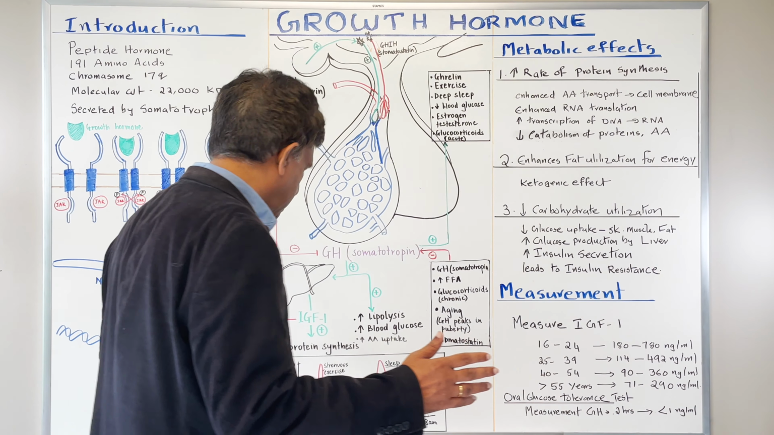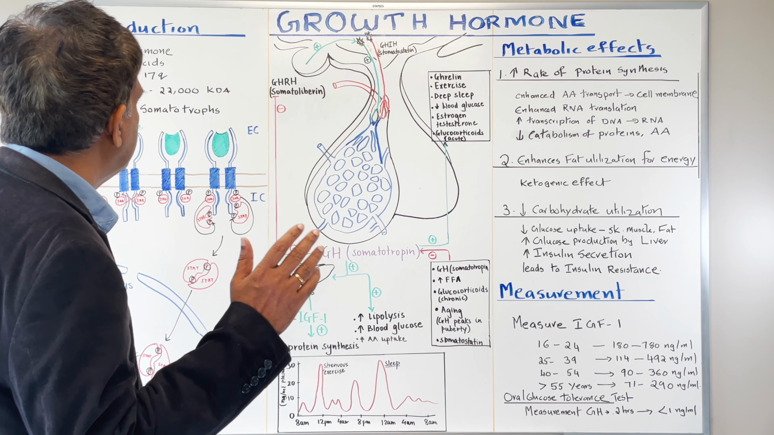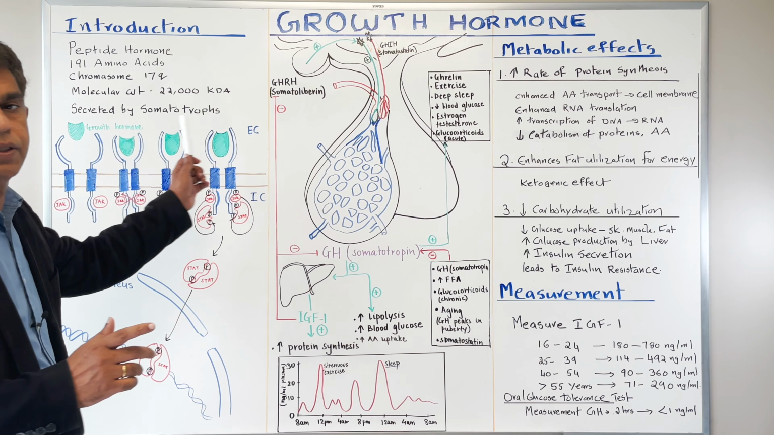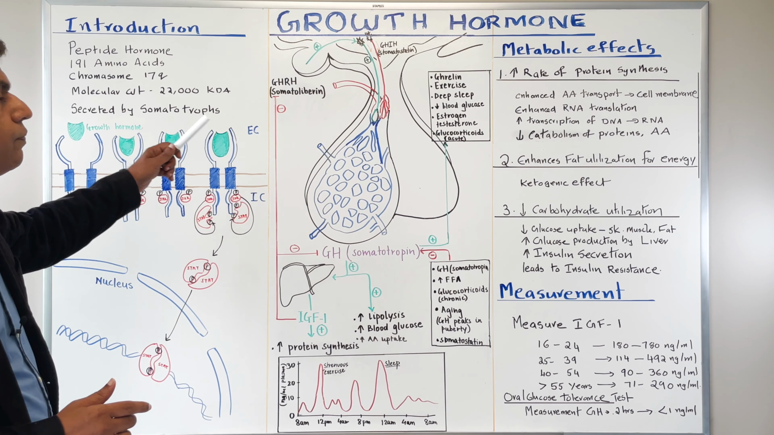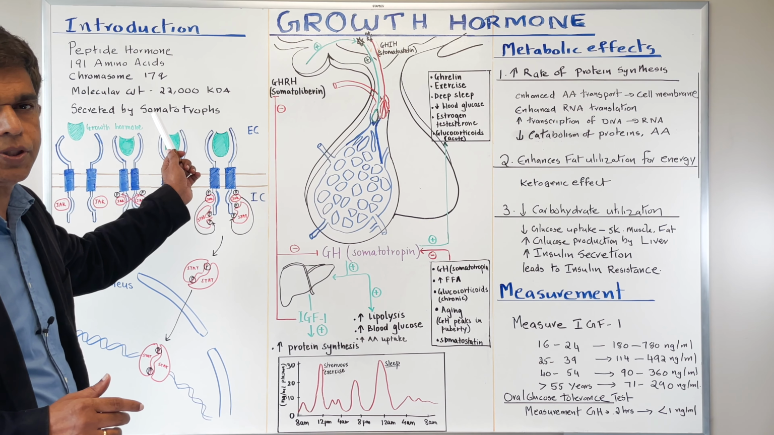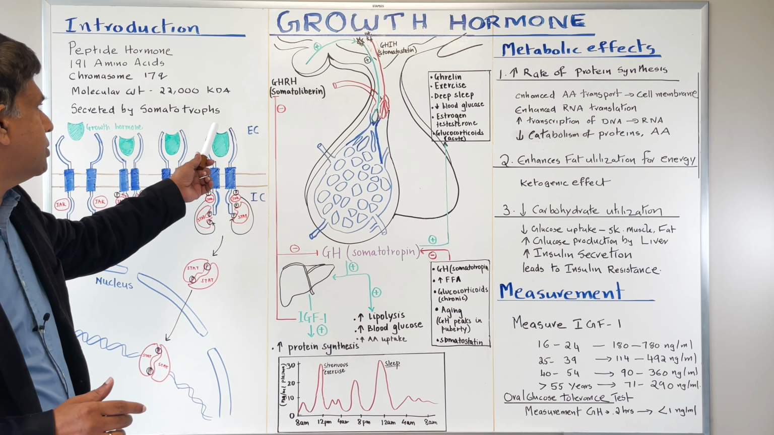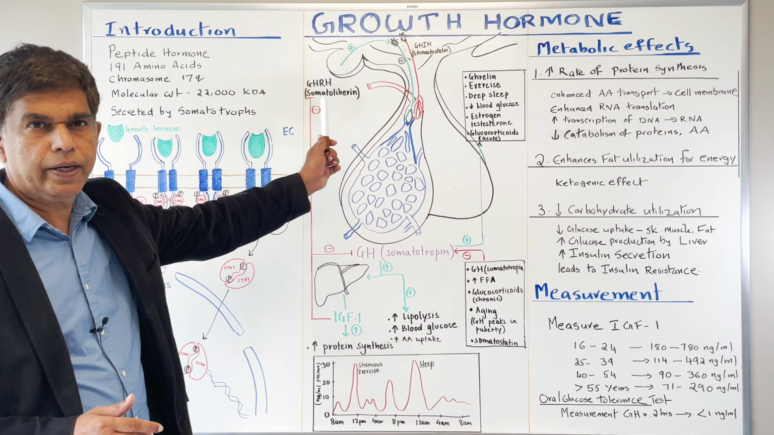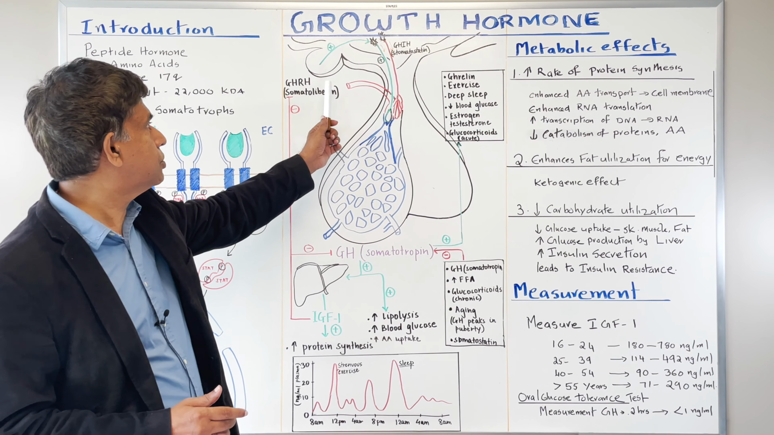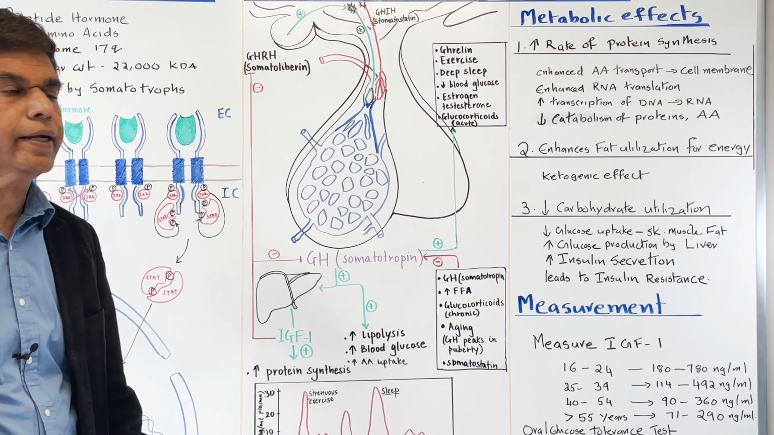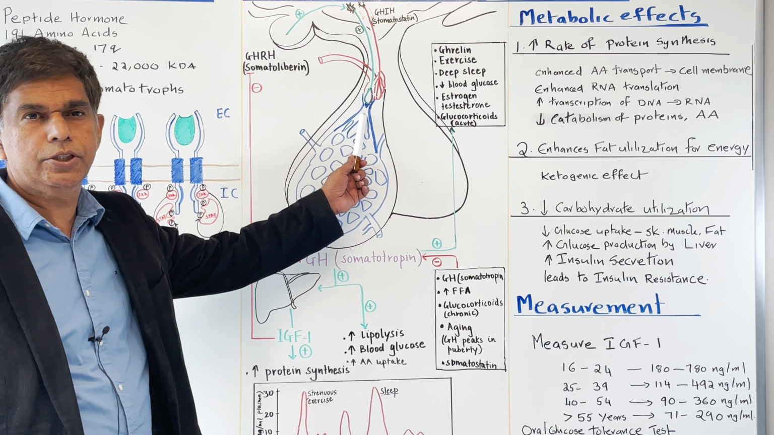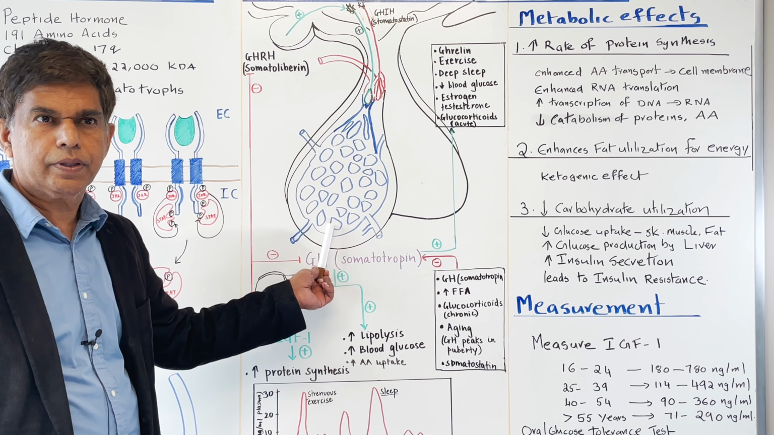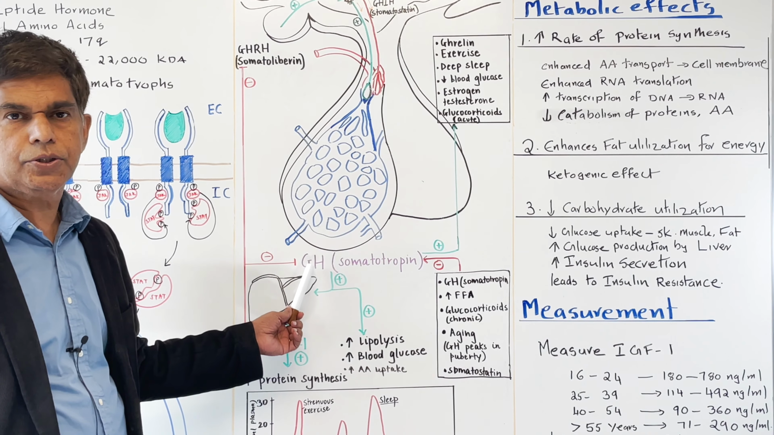So I'm going to take a look at the whole whiteboard and summarize a little bit more. Can everybody see this properly? Number one, it's 191 amino acids, chromosome 17q, and it's secreted by somatotrophs. You have the hypothalamus, and the hypothalamus gives growth hormone releasing hormone. That comes through the hypothalamic-hypophyseal portal system to the anterior pituitary, right? And then it stimulates the release of growth hormone.